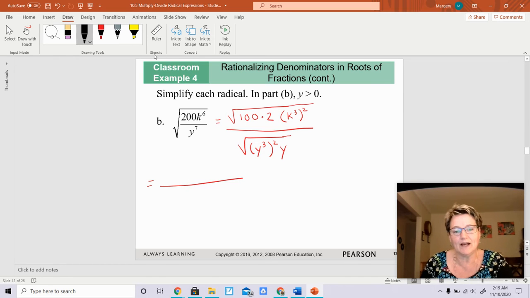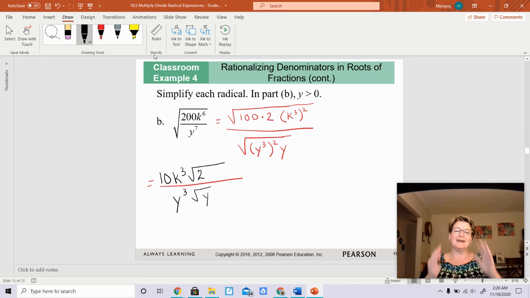So now my numerator, my square root of 100 is 10. And I'm going to go ahead and just put a square root here. I cannot square root 2, that stays under the radical. Now the square root of k cubed squared. Whatever is being squared comes out, so the k cubed comes out. Now the square root of y cubed squared. Whatever is being squared comes out, so this is going to be y to the third power. But I cannot do anything with the y.